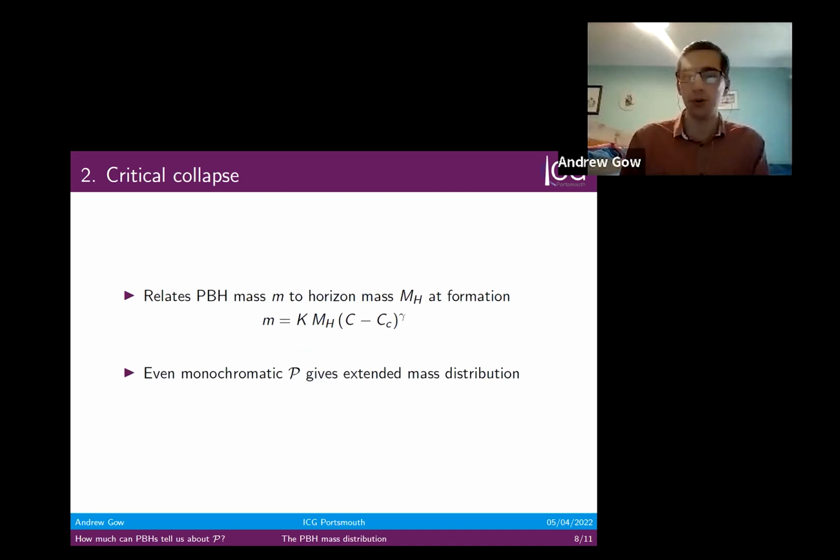And this is important because it means that even a delta function, even a monochromatic power spectrum, you cannot get a monochromatic mass distribution. It always gives you an extended mass distribution. So let's look at what this mass distribution looks like.